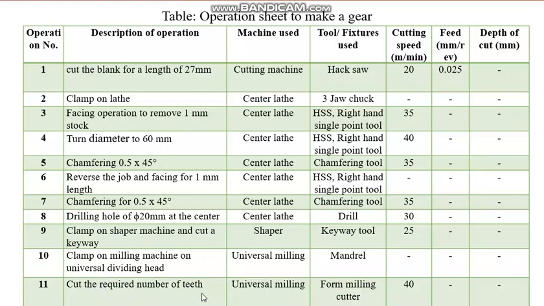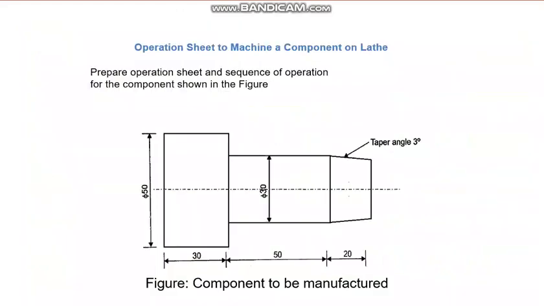Cutting the required number of teeth is done with the help of a form milling cutter, and its cutting speed is given as 40 meters per minute. You see, this is how an operation sheet looks like. Now let us go to the next thing. This is another example of how the operation sheet of a component on a lathe looks like.